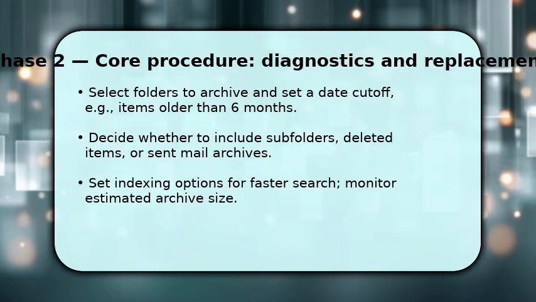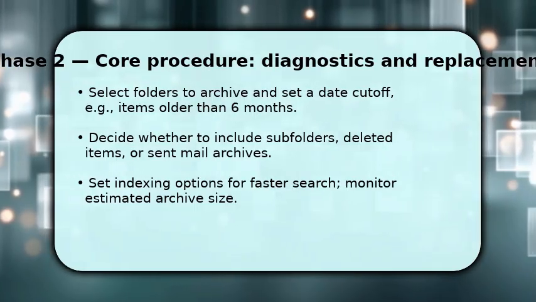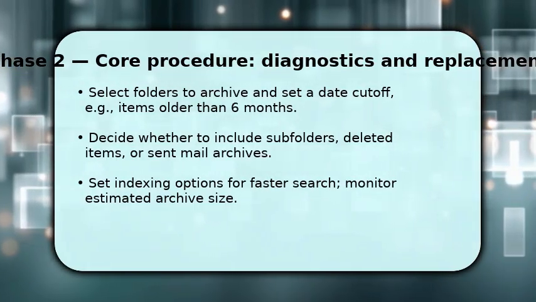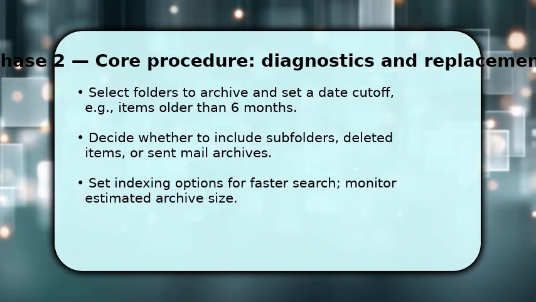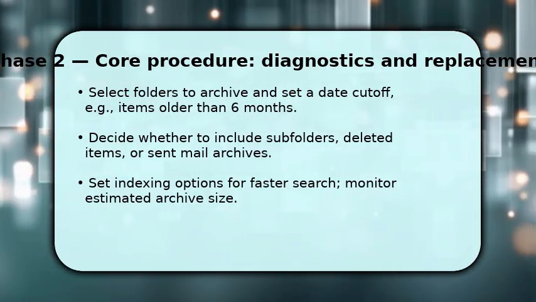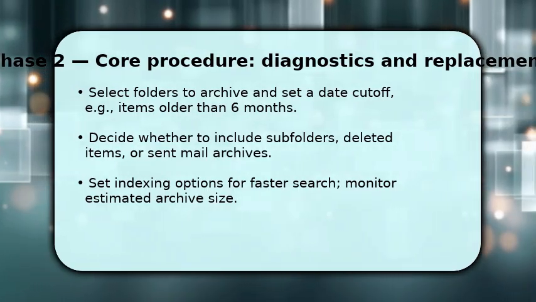Next, focus on what to archive and why. Select specific folders and set a cutoff date, for example items older than 6 months, to reduce clutter but keep recent mail. Once done, choose whether to include subfolders and special folders like sent items or deleted items. That prevents surprises in storage.